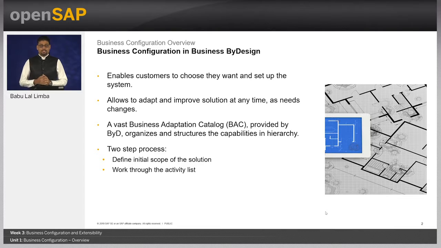As I mentioned, the full set of features and functions are outlined in the central Business Adaptation Catalog. The catalog organizes and structures the capabilities into a hierarchy of business areas, packages, topics and options. You can choose the options you want and scope them as part of your solution. The business configuration content related to the options you choose are automatically deployed and available for the users to fine tune. Let us take an example and jump into the Business by Design system.